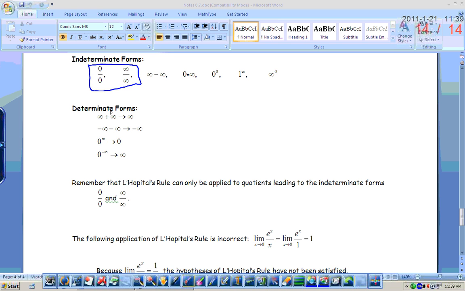Some of the determinant forms that you might get are infinity plus infinity is infinity, negative infinity minus infinity is negative infinity, 0 to the infinity is 0, 0 to the negative infinity is infinity. So just remember that L'Hopital's rule can only be applied if you have 0 over 0 or infinity over infinity.